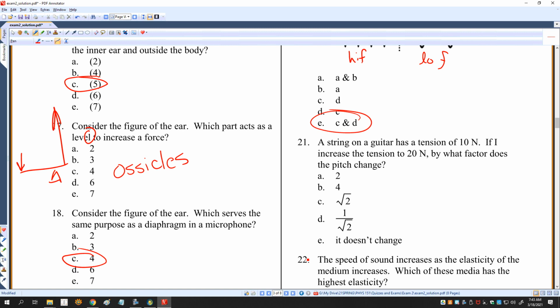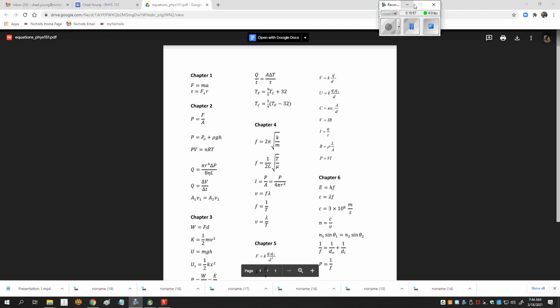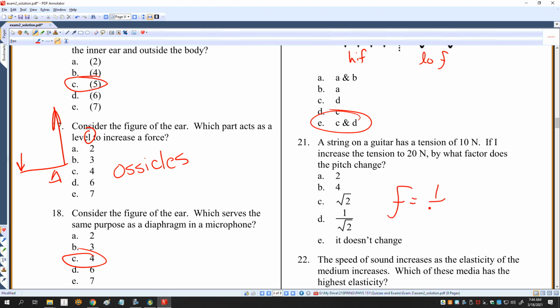A string on a guitar is at a tension of 10 newtons. If I increase the tension by 20 newtons, by what factor does the pitch change? Give me just a second, I want to pull up your equation sheet. Okay, so the relevant equation here is this one right here, f equals 1 over 2L times the square root of T over mu. So if I think about this, f is equal to 1 over 2L square root of T, that's the tension, over mu, which is the mass density. So if I increase the tension by a factor of 2, I'm increasing this by a factor of 2. Now I have to increase this by a factor of square root of 2. So C is the right answer for 21.